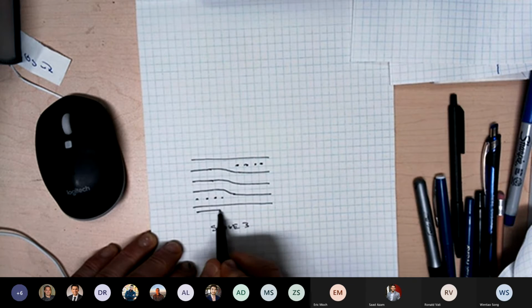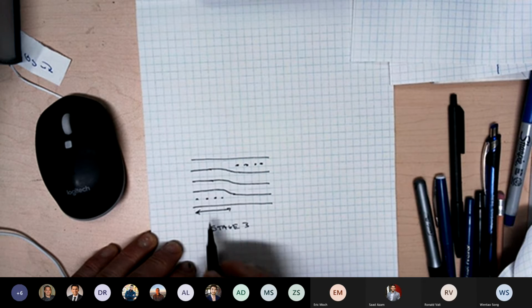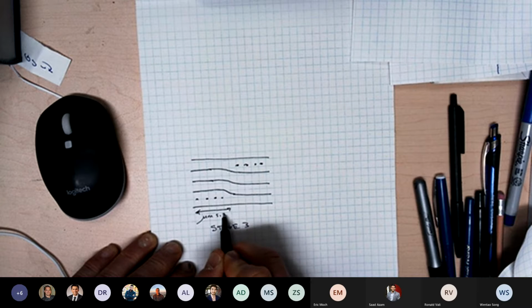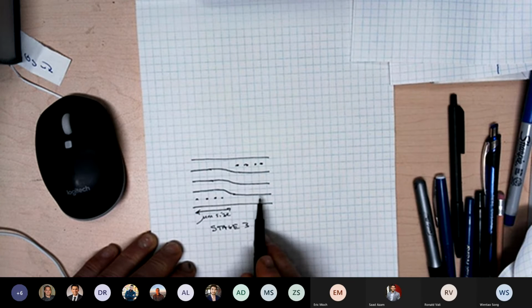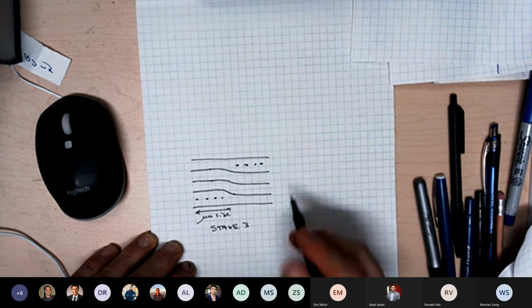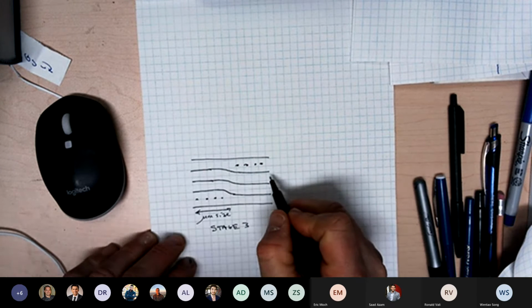These islands of lithium are micron size. But every gallery has the same amount of lithium in it.